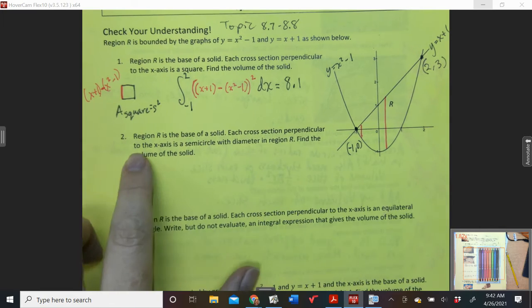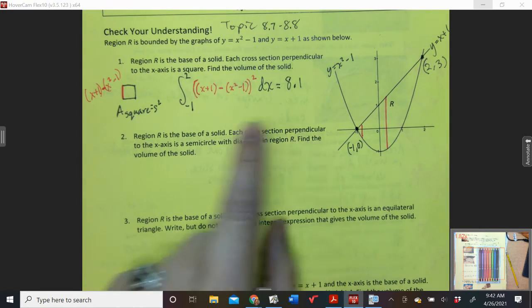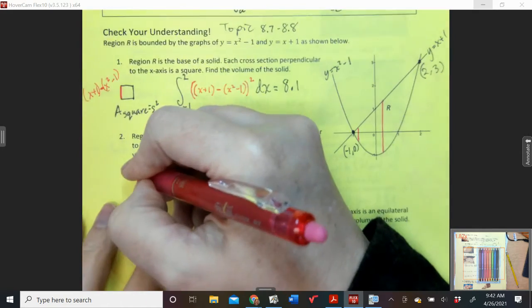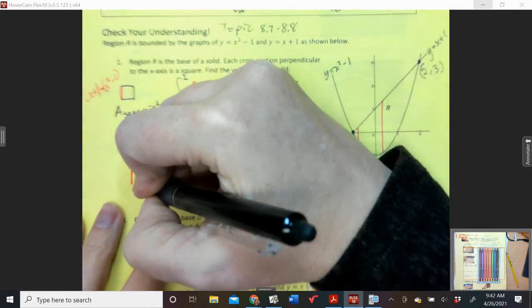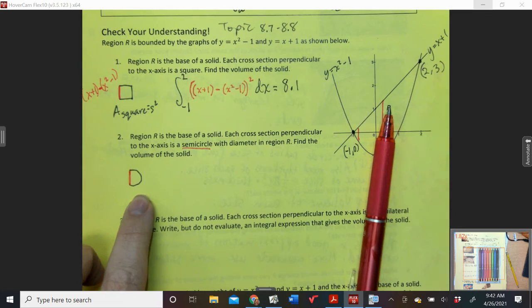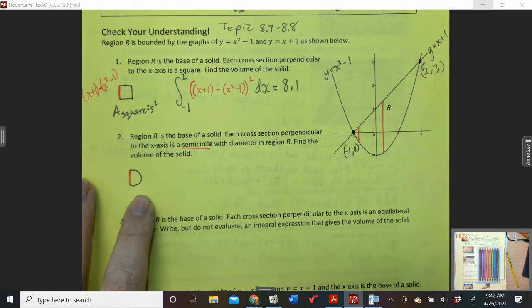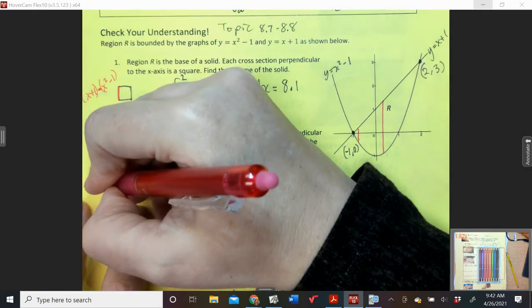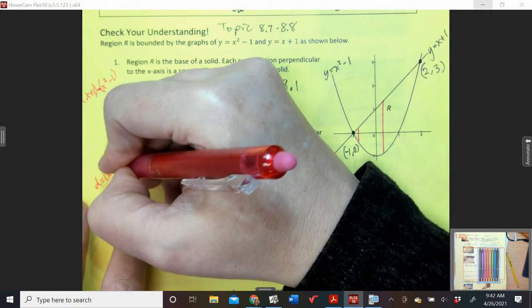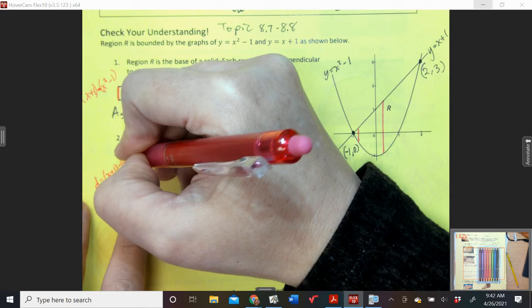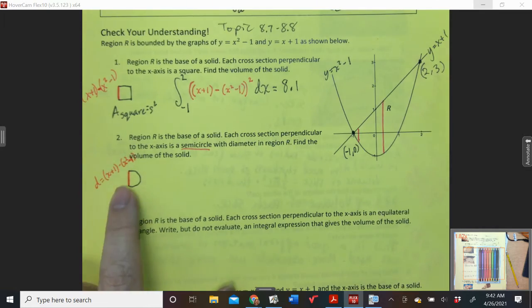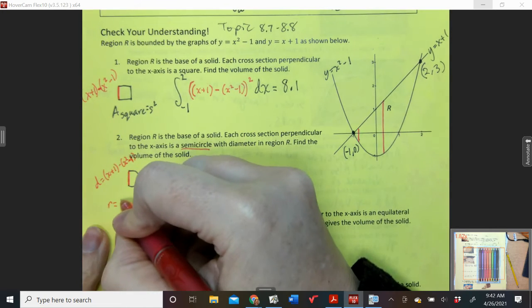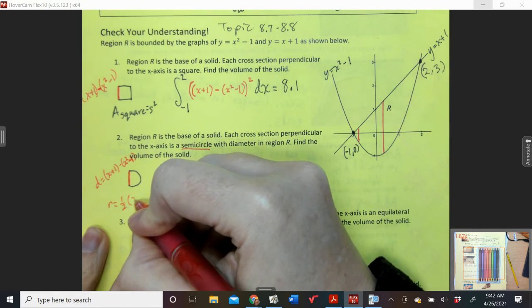Okay. So same thing. Region R is the base of a solid. Each cross section perpendicular to the x-axis is a semicircle. So now my shape is a semicircle. Okay. So I need to know R. So this diameter is the same as it was a minute ago. x plus 1 minus x squared minus 1. Same. Exactly the same. Nothing's changed. But the radius is half of that. So R equals 1/2 of my diameter.